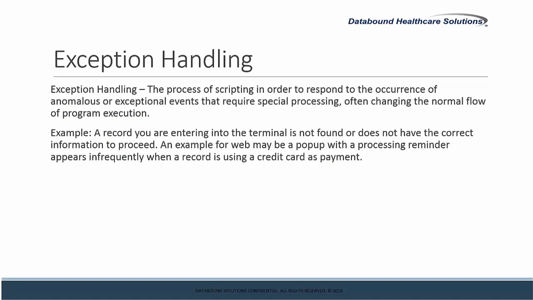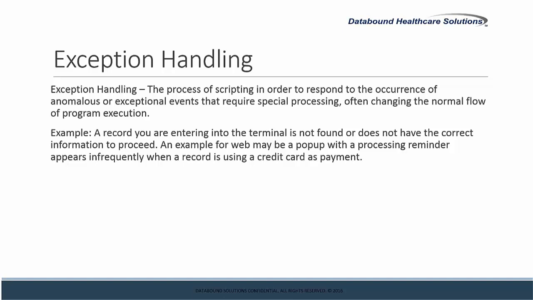There are a lot of times with records, and we will do web handling in just a little bit, so bear with me if you're a web customer. With exception handling, we know that we might receive some type of error, whether it's a pop-up on a website or a record in a terminal that isn't found because it doesn't meet the right criteria. In this example, a record you're entering to the terminal is not found or does not have the correct information to proceed. Or an example from web may be a pop-up with a processing reminder that appears infrequently when a record is using a credit card as payment.